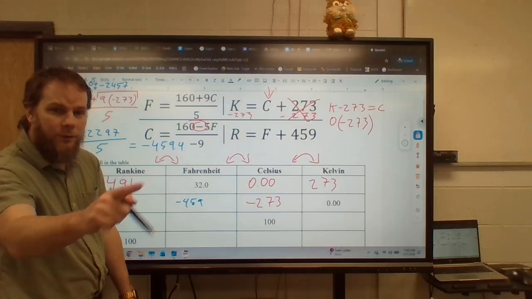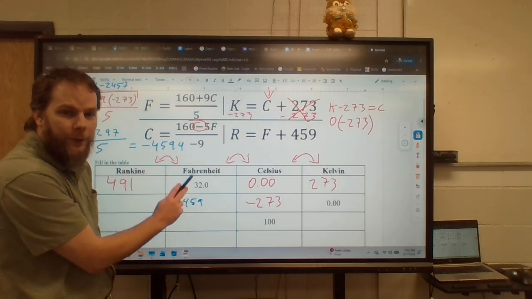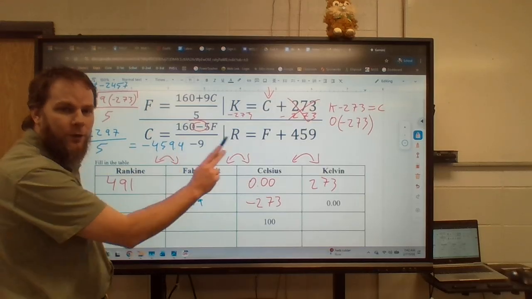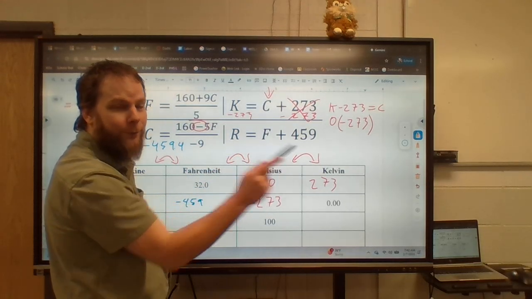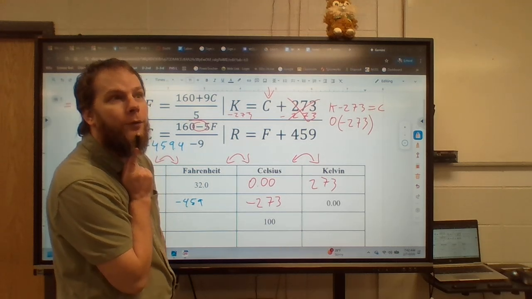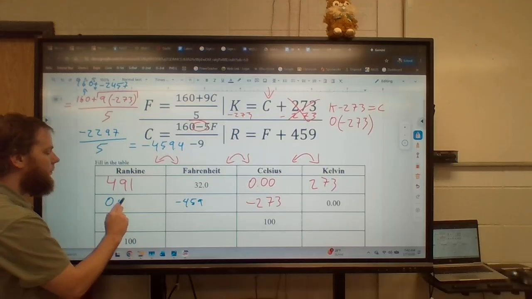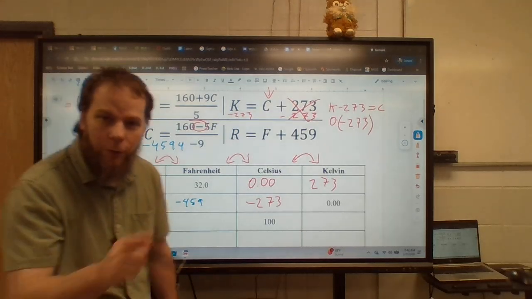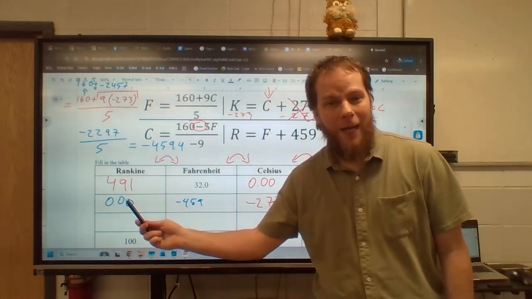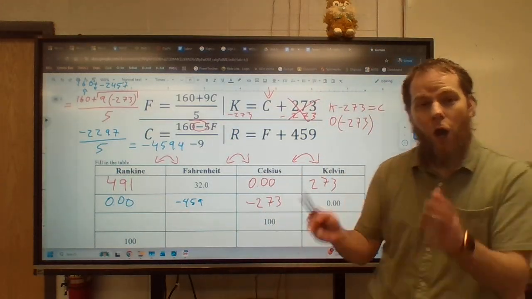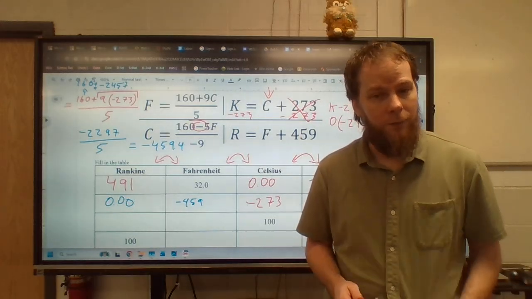And then, if we take negative 459 and we convert that Fahrenheit number into Rankine, what is negative 459 plus 459? Well, gee golly, I wonder what that could be. It's going to be 0 again. 0 Rankine. Now, this should make sense because 0 Rankine and 0 Kelvin are the same temperature. They are both absolute 0. We talked about that in the last video.